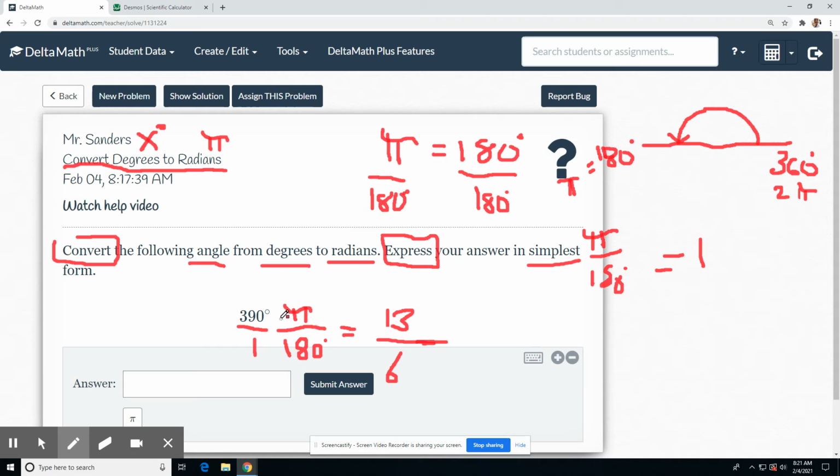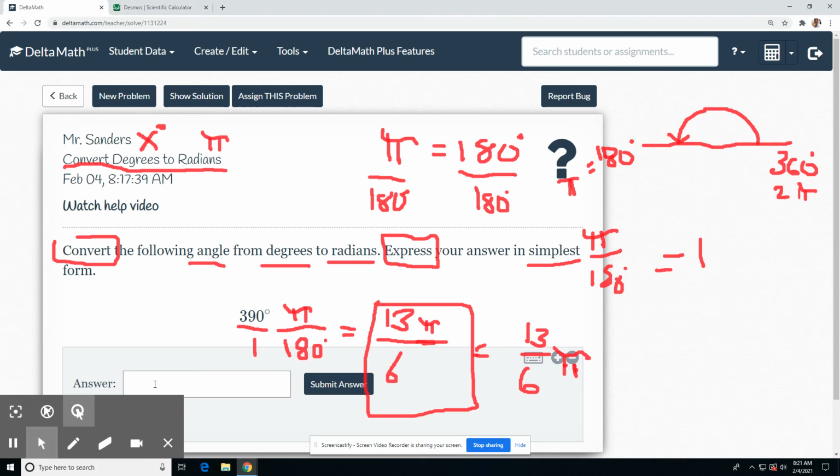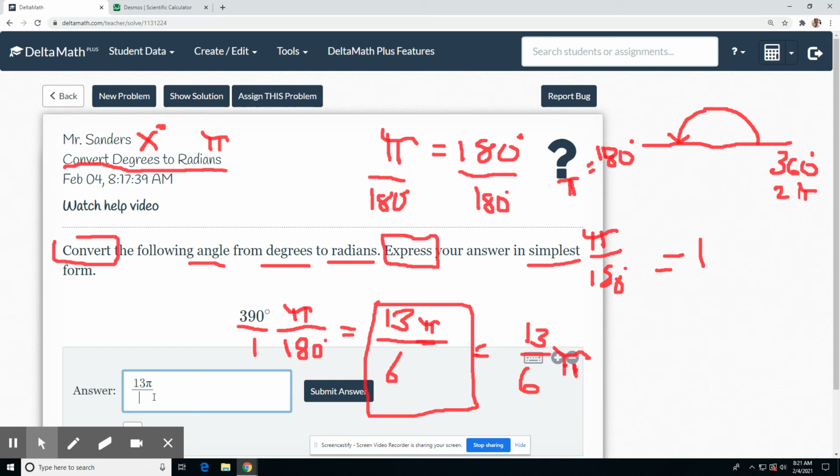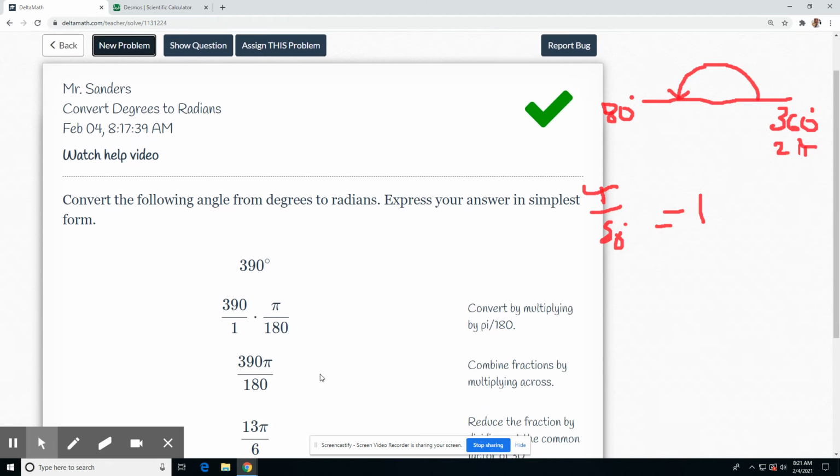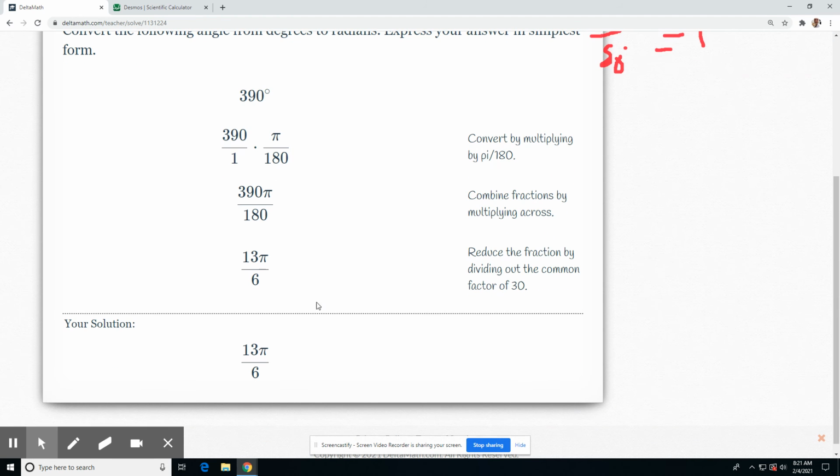What's missing here? We still have the pi. So this is usually how we would write it. It could also be something like 13 over 6 pi like that. But usually this is the form that we want, pi on top. Let's go ahead and see how we did. So 13, there's the pi key, all of that divided by 6. Okay. And we combine the fractions and reduce.